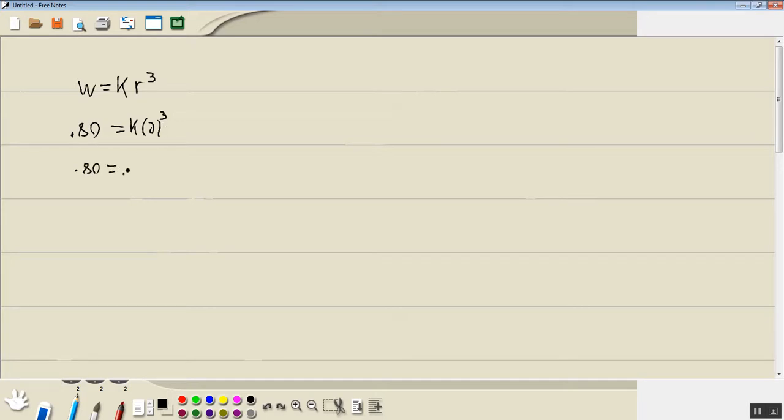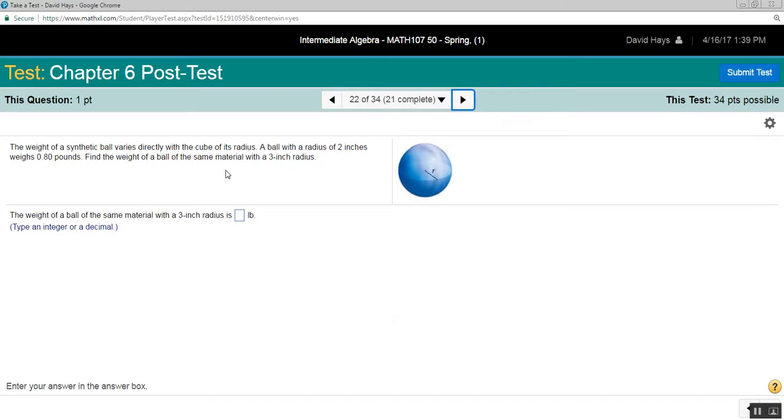Now 2 to the 3rd is 8, so that gives us 8k. And then if I divide both sides by 8, that gives us, not very good decimals, but I think that's 0.1. So now this formula becomes W is equal to 0.1 R to the 3rd. Now let's find what they really want.